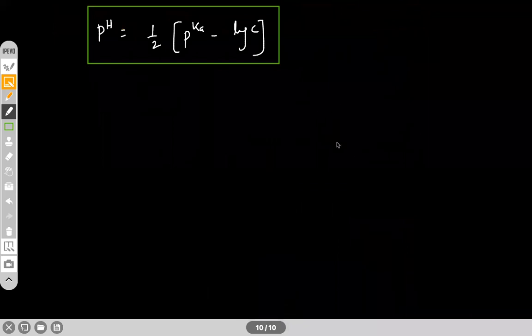Okay. See the condition you must take care of. Condition is pH of the solution of weak acid. So for a weak acid, K is the equilibrium constant for weak acid. So that K will be given. And C is the concentration of acid that you are taking.